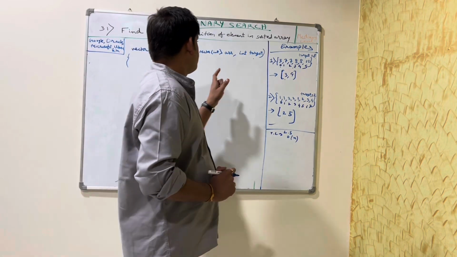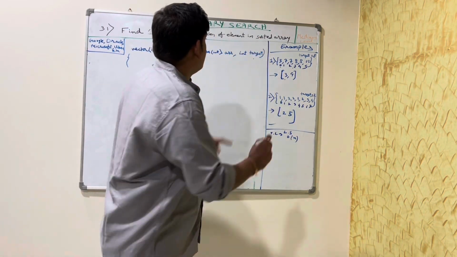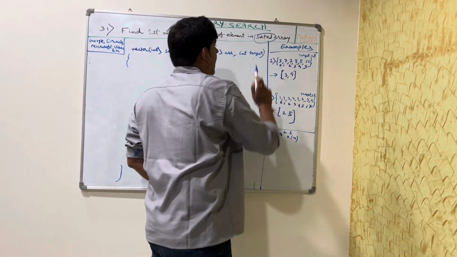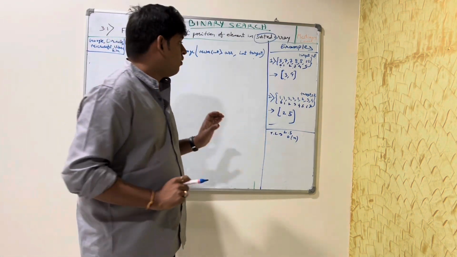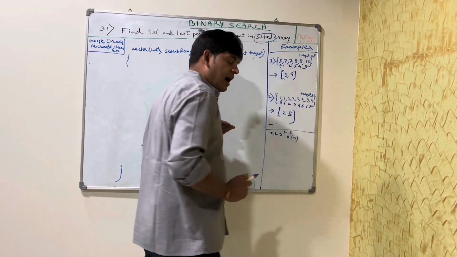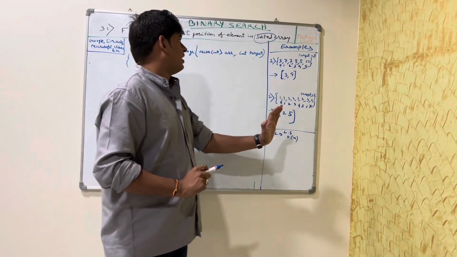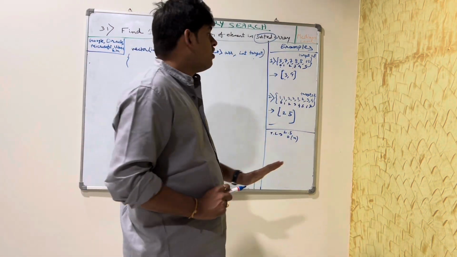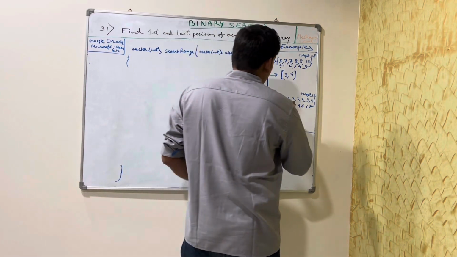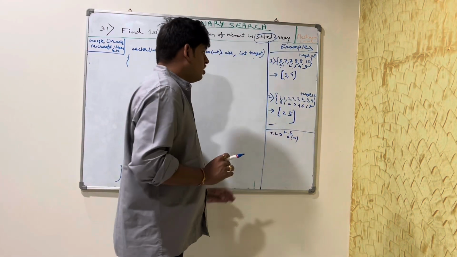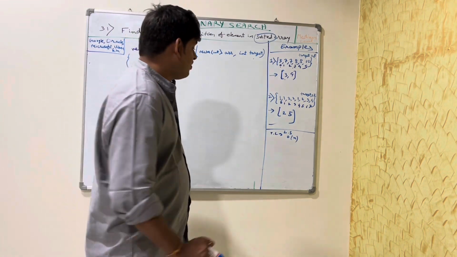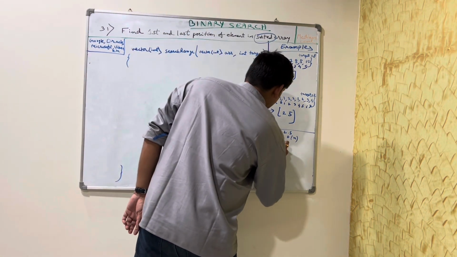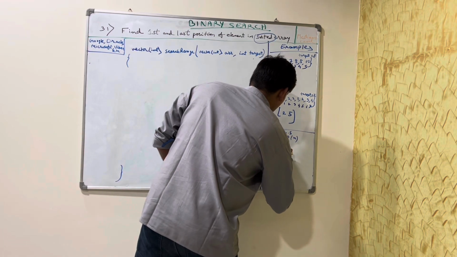But the question is sorted. We have a sorted array and we can apply binary search only when our array is sorted. Sorted means the elements are in increasing order, and it's given that it's in increasing order. So now how can we use binary search to find the first and the last element? With binary search, the time complexity is order of log n.